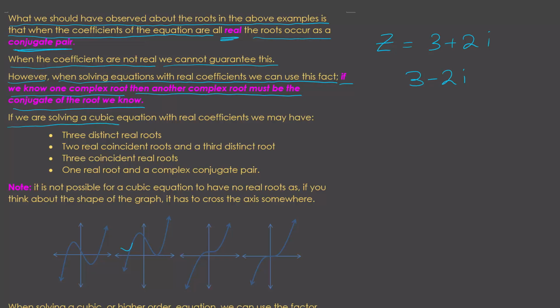If we are solving a cubic equation with real coefficients, we may have the following situations. 3 distinct real roots, 2 real coincident roots and a third distinct root, 3 coincident real roots, 1 real root and a complex conjugate pair. And of course, in the exam, very often you're looking at this last case.